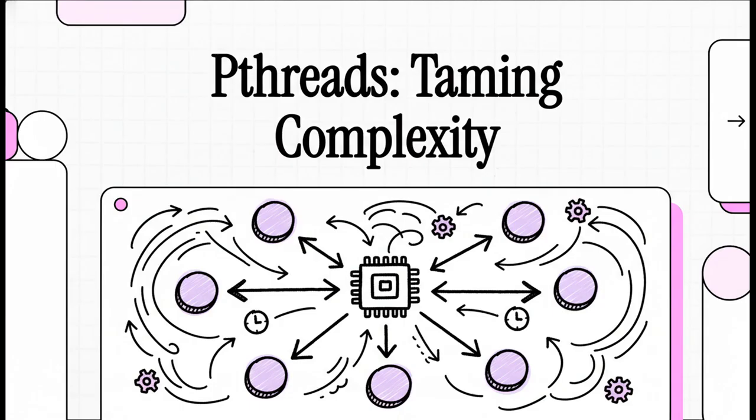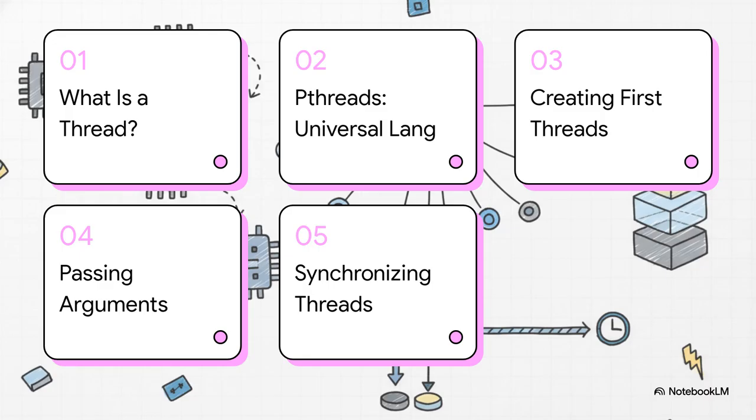Today, we're going to jump right into a concept that's pretty fundamental to modern computing. How in the world do programs manage to do multiple things at the exact same time? We're talking about Pthreads. So, here's the plan. We're going to walk through the whole thing, from the very basic idea of what a thread even is, all the way to the nitty-gritty tools you need to make them all work together without causing chaos.